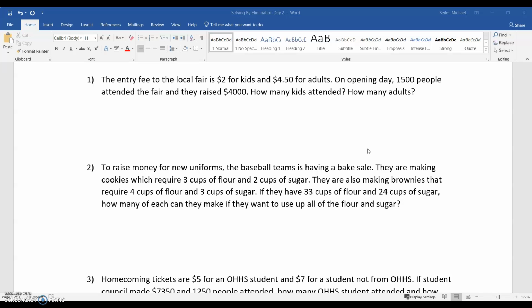So let's go ahead and take a look at this first one. It says that the entry fee to a local fair is $2 for kids and $4.50 for adults. On opening day, 1,500 people attended the fair and they raised $4,000. We want to know how many kids attended and how many adults. Now, right off the bat, one big difference from yesterday's problems is that here we only have 4 numerical values. I've got the $2, the $4.50, the 1,500, and the 4,000.